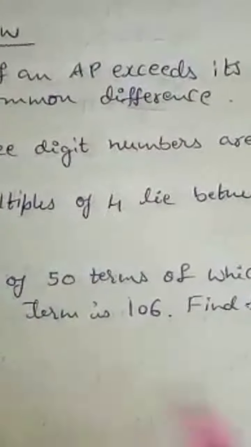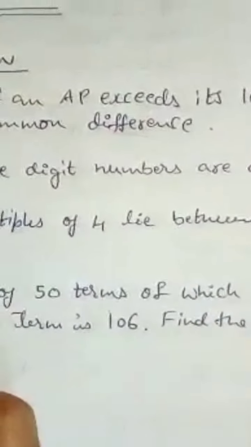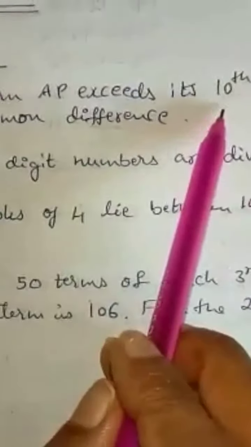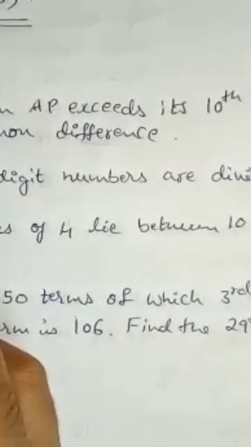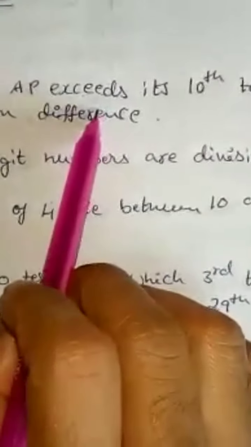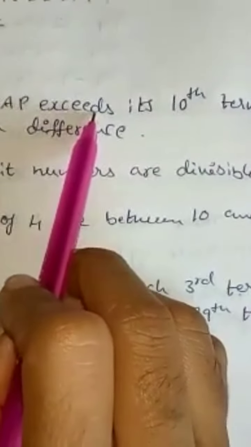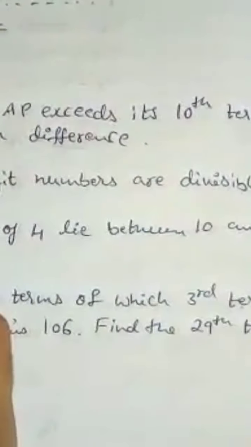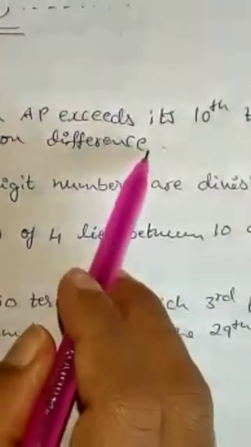Students, take down this homework question. You have to solve these questions in your homework book. First question: the 17th term of an AP exceeds its 10th term by 7. Find the common difference. Exceeds means you have to add, so a17 will be a10 plus 7. Then using that given data, you have to find the common difference d.